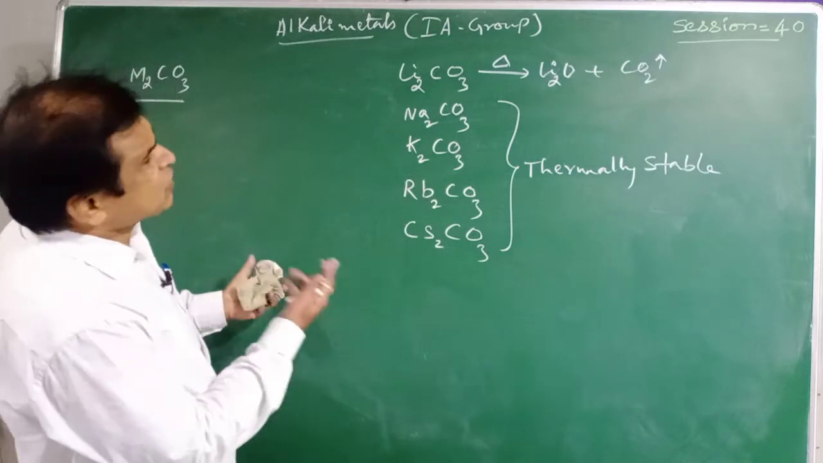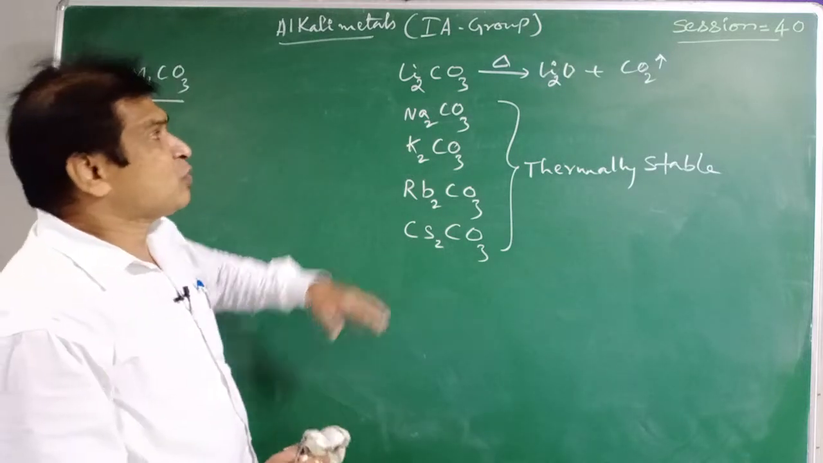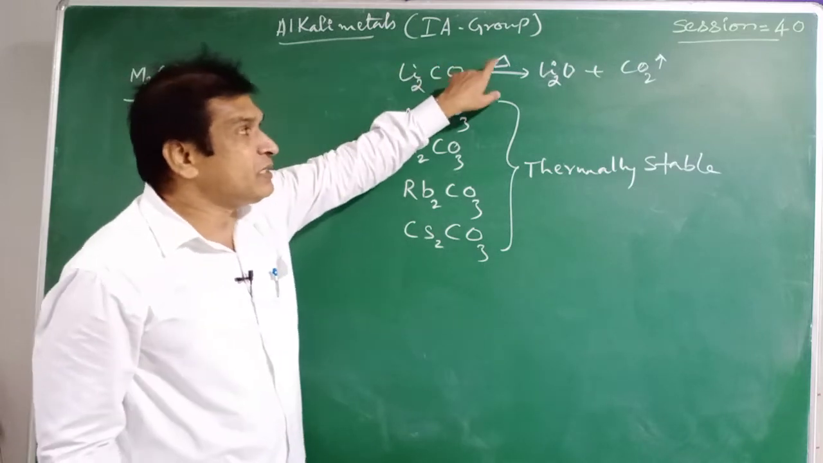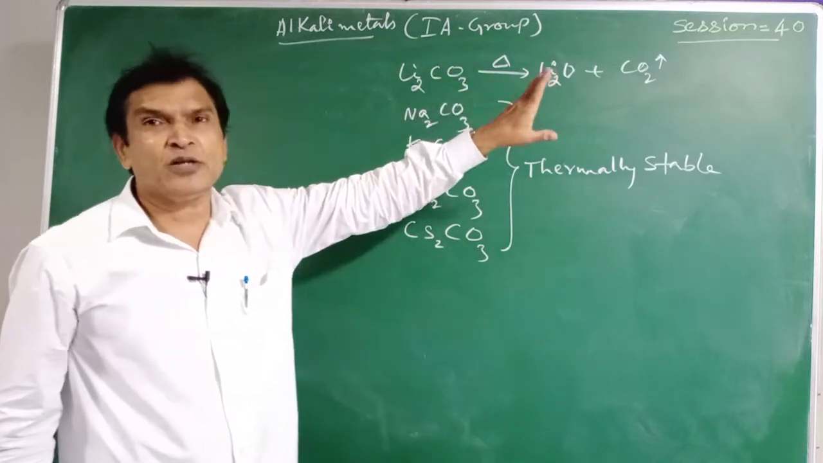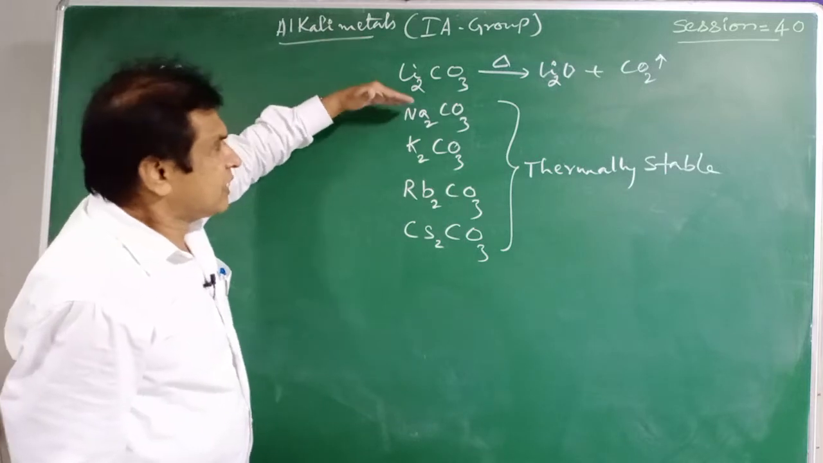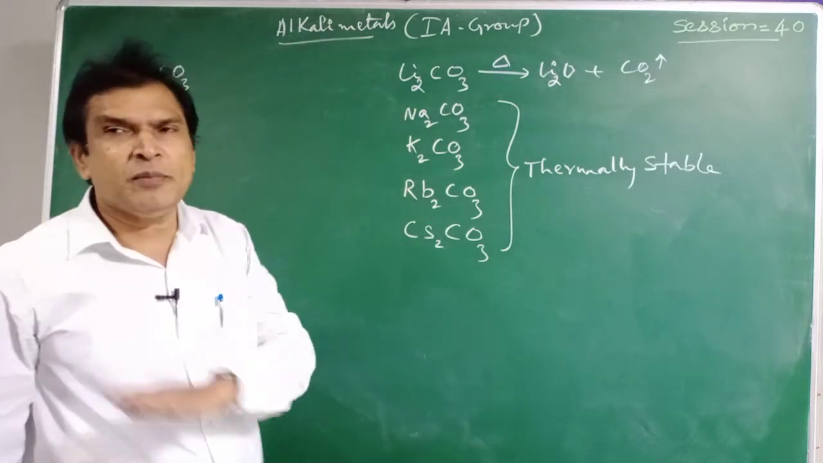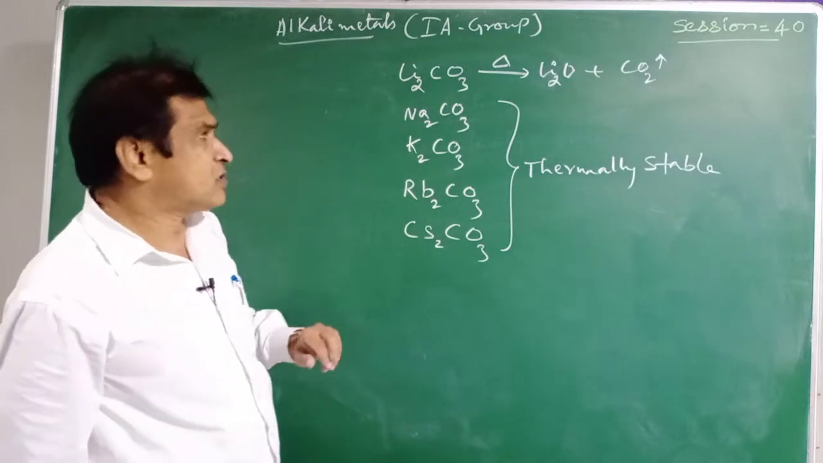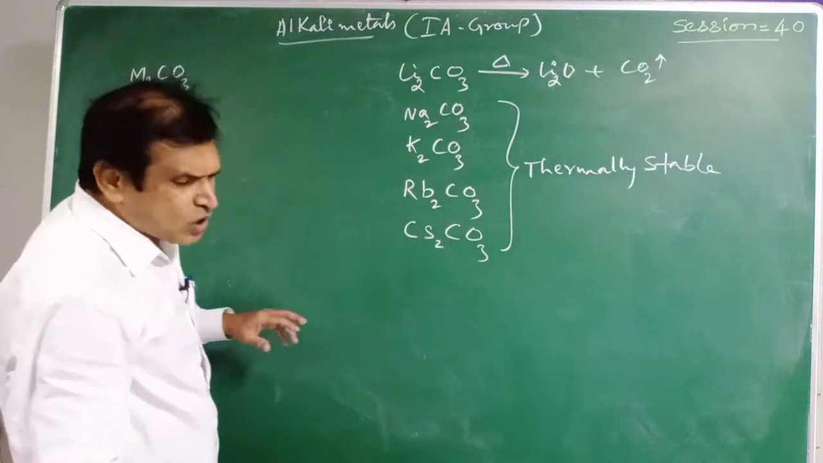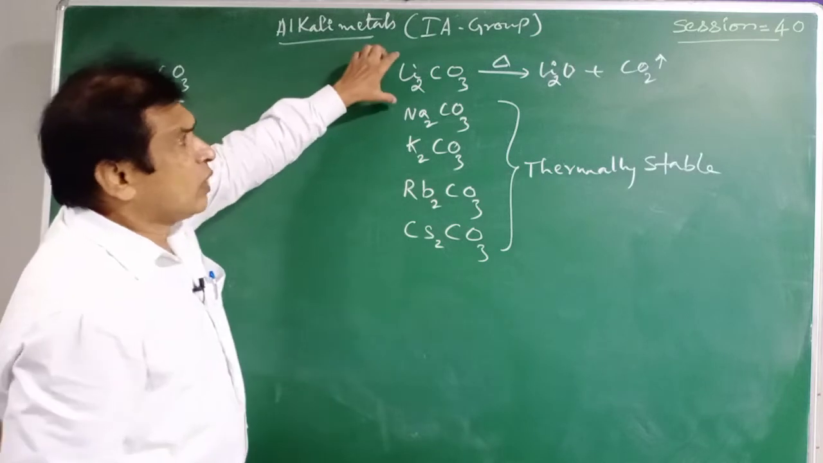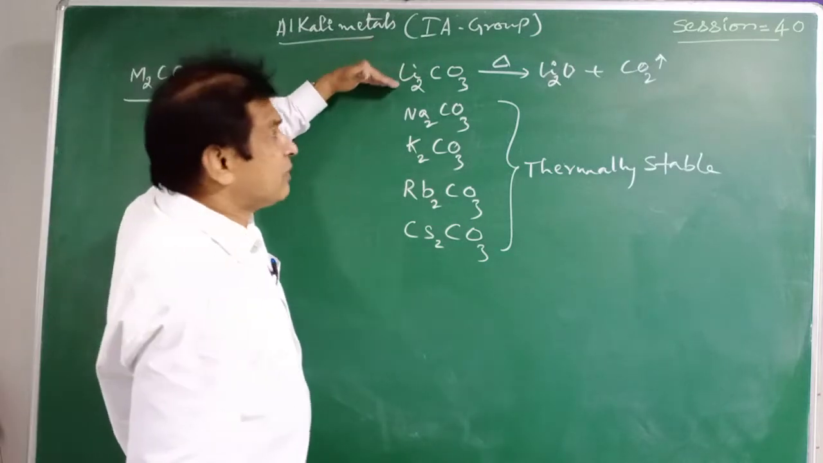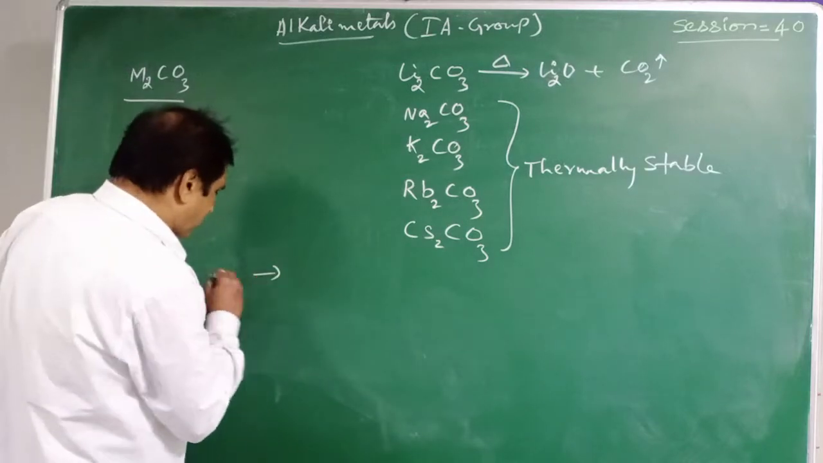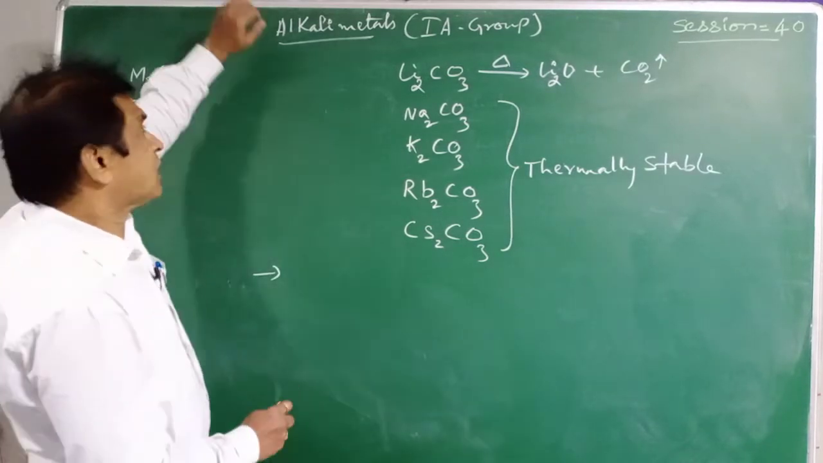And what is the nature of these carbonates? Okay, first point, lithium carbonate is thermally unstable. It decomposes on heating, giving lithium oxide and carbon dioxide. That is an important point. Then the rest of the carbonates of alkali metals are thermally stable and they are all solids. So all these carbonates are solids only. Lithium carbonate is thermally unstable, the rest of the carbonates are thermally stable.